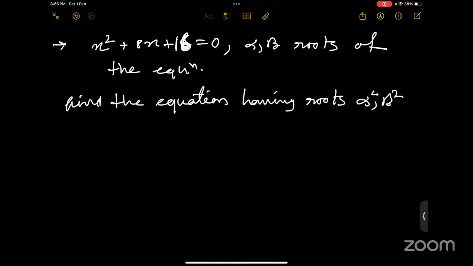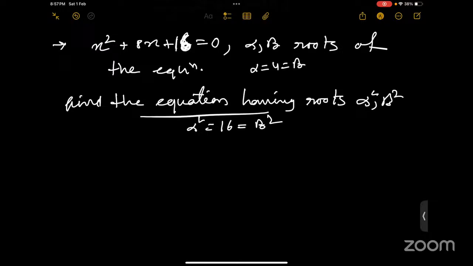Basically, two repeated roots, ma'am. Yeah, in that case, you have two repeated roots because it's a perfect square, right? 4 will be the root. 16 and 16 will be the answer. So 16, so the root is 4, right? Alpha and beta is equal to 4. That means alpha square and beta square will be 16.